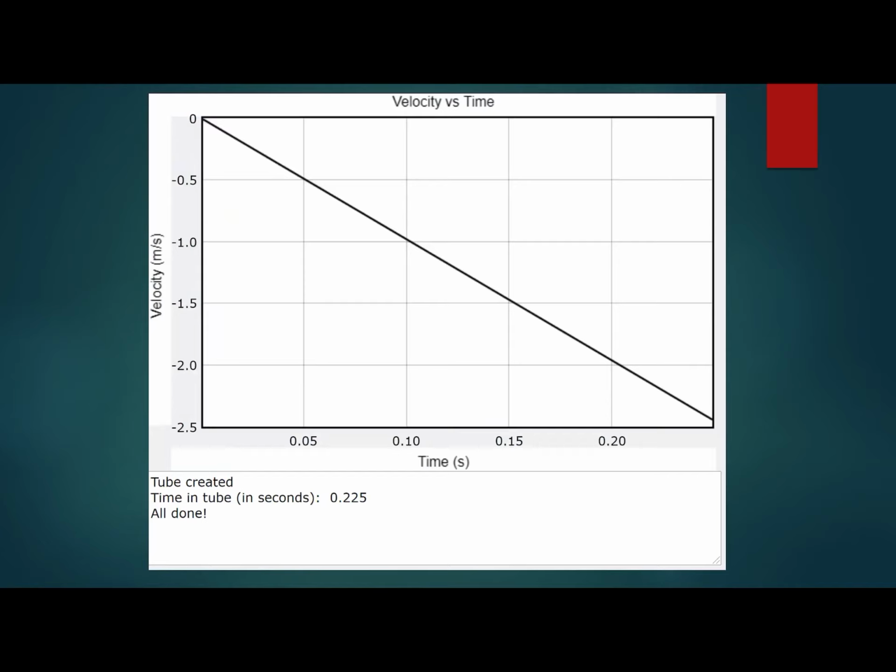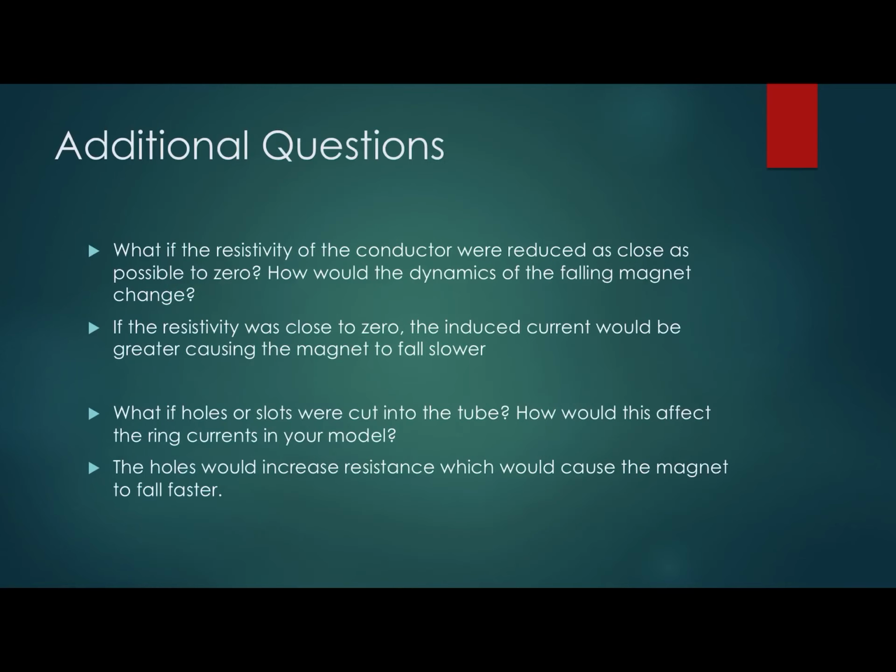So for the velocity versus time graph, this is what my code showed, which shows a linear decrease in velocity throughout the 0.225 seconds that the model calculated the magnet spent in the tube.